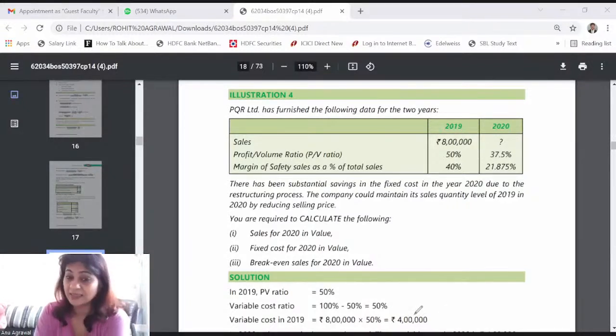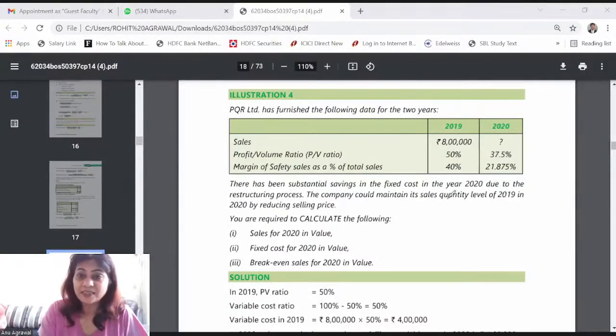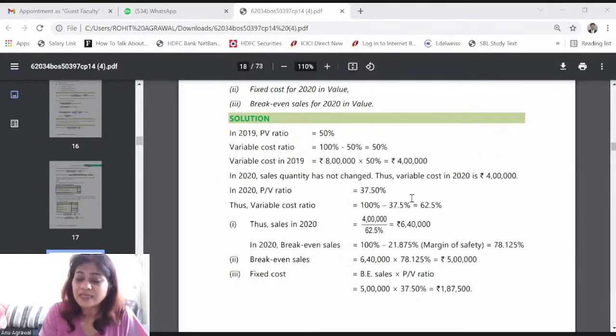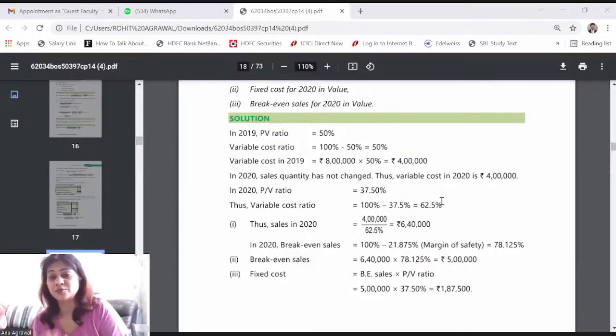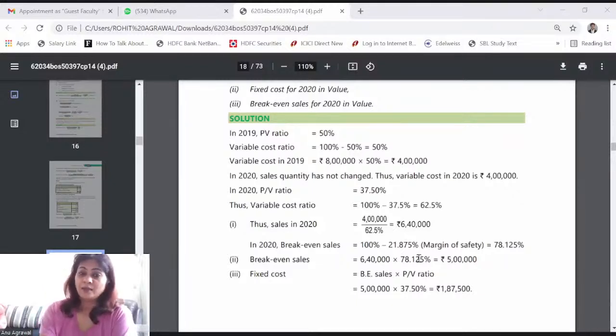That's absolutely correct because variable cost unit wise will not be different. If it was 40 rupees per unit, again, it will remain 40 rupees per unit. But if the percentage earlier was 50% and now it is 37.5%, I think, guys, the question was very simple. We could have directly done it that what should have been the sales in 2020? It should have been only 6,40,000. Yes. I hope I'm clear. Yes. Now the second thing.